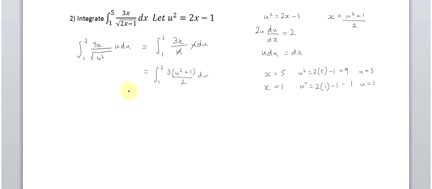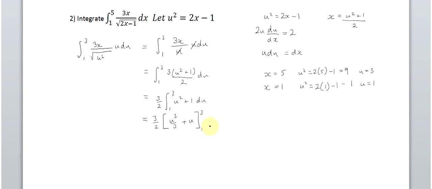which is looking a lot nicer, especially since we can take 3 over 2 outside of the integral sign and just leave ourselves the u squared plus 1 inside it, and that's considerably easier. Now, we're actually going to perform the integral, so we move to square brackets, and that goes to a u cubed over 3, and then 1 turns into a u between 1 and 3. Don't forget your limits.